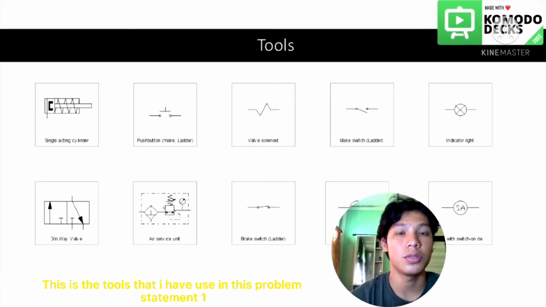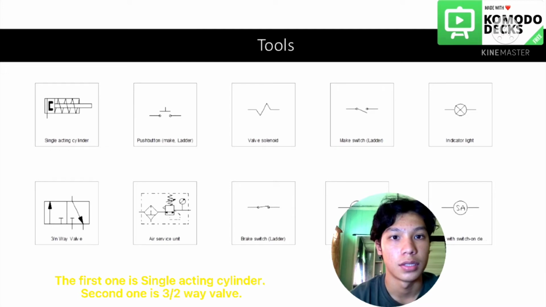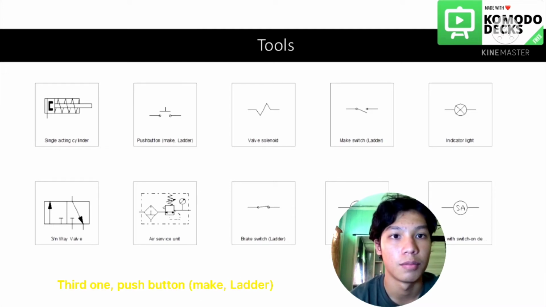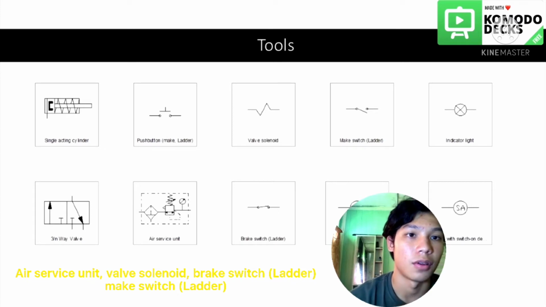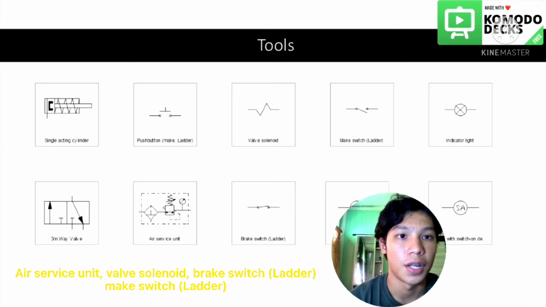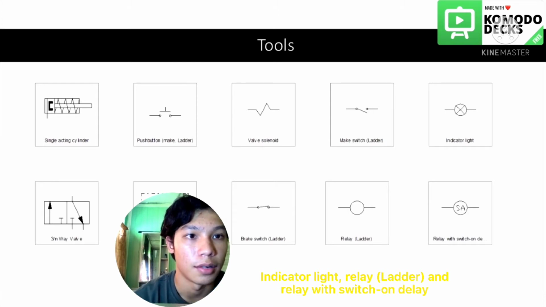This is the tools that I have used in this problem statement 1. The first one is single acting cylinder. Second one, 3/2-way valve. Third one, push button. Then ladder diagram, air service unit, valve solenoid, break switch, max switch, indicator light, relay, and relay with switch on delay.